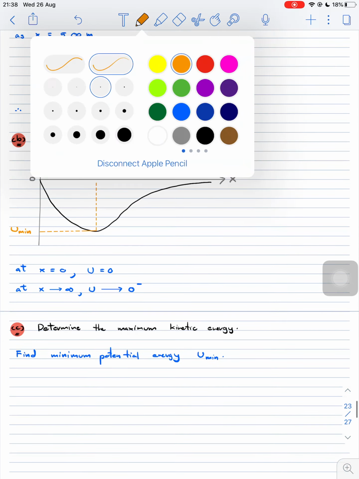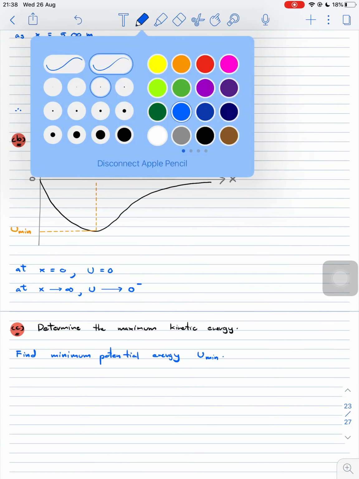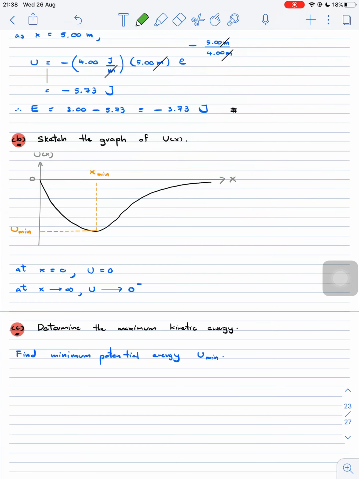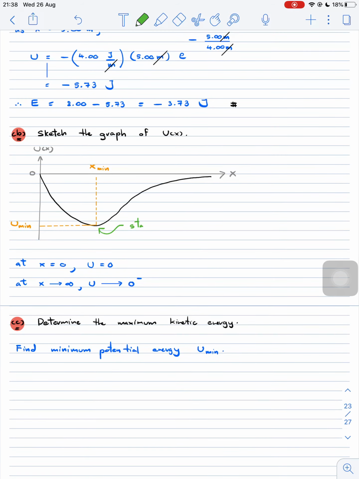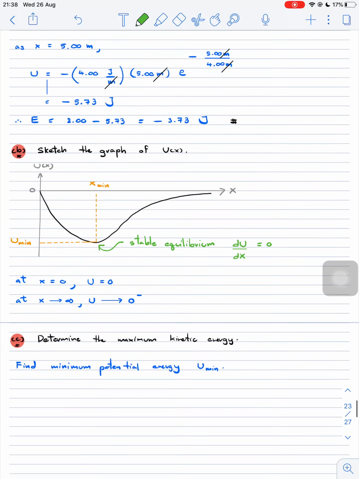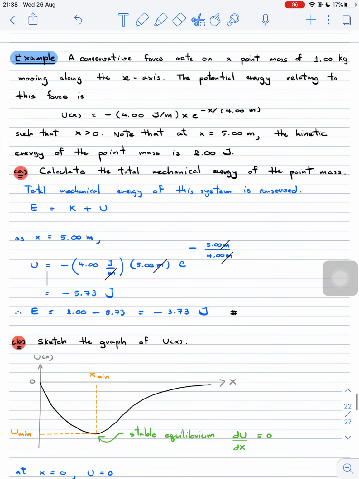Don't forget that this position is called, what is this point called? It's called the stable equilibrium. At this point, du by dx must be equal to 0. So we need to find the derivative of this u.